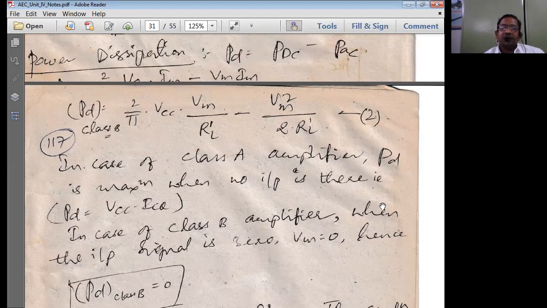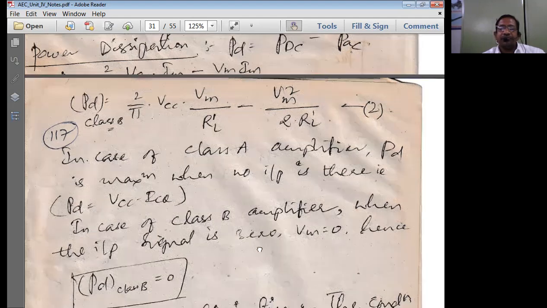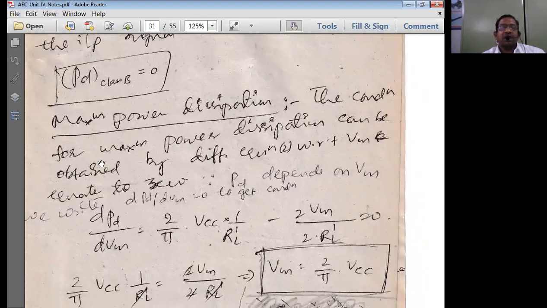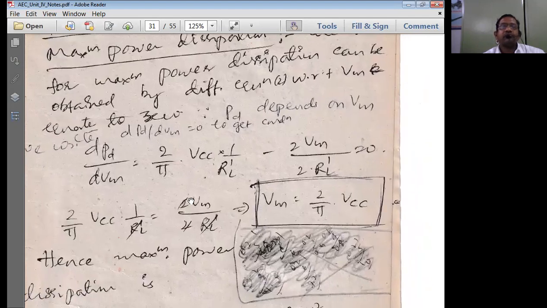If it is differentiated and equated to 0, what does that mean? It is a solvable equation. To get a solvable equation, you have to equate the differential value of this equation to 0. That is why we are doing this. The condition for maximum power dissipation can be obtained by differentiating equation 2 with respect to Vm and equating it to 0 to get a solvable equation, right?